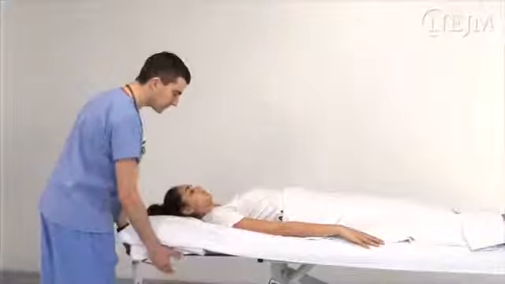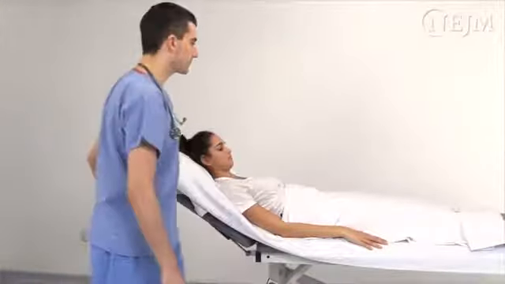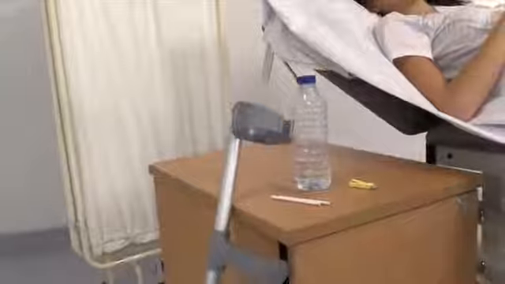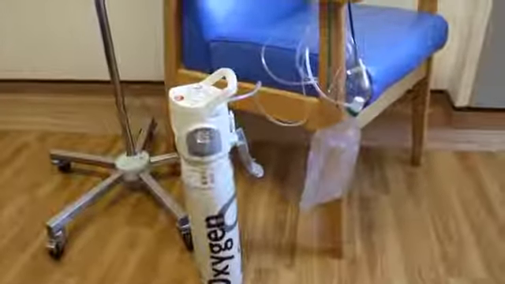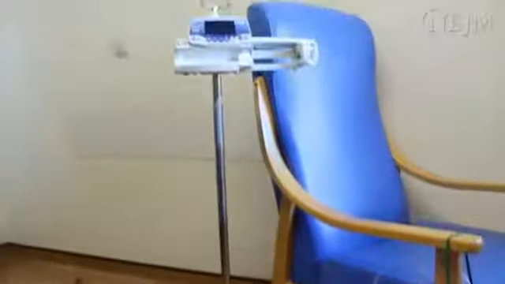Place the patient in the supine position, lying flat or with the head of the bed at a 45-degree angle as tolerated. If you are examining a hospitalized patient, observe the bedside environment for indicators of the patient's functional status or for evidence of risk factors for vascular disease.